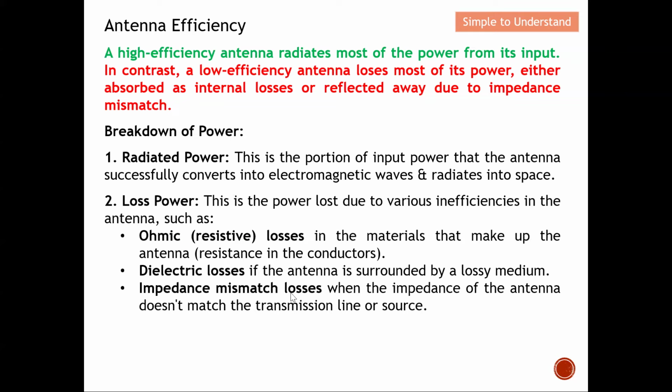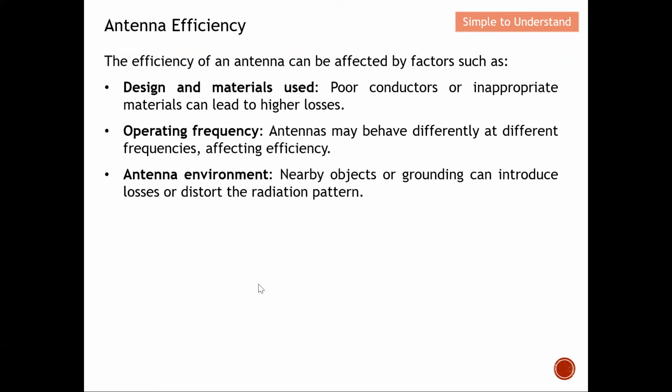The third is impedance mismatch loss, which I have highlighted many times. The mismatch causes reflection. When the impedance of the antenna does not match the transmission line or source, there will be a reflection, and once we have a reflection, we will have an impedance mismatch loss.